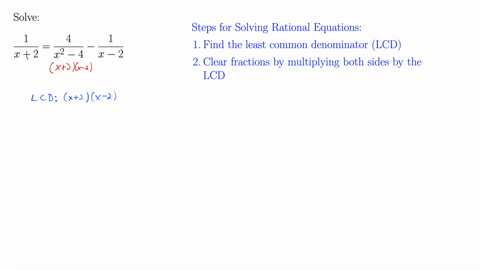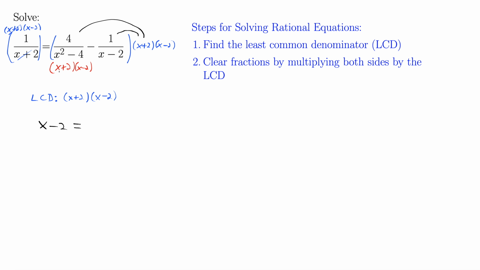Great. Now we clear fractions by multiplying both sides by that LCD. So here we go, x plus 2, x minus 2 on both sides. All right, getting a little tight over here on the left, but x plus 2, x minus 2. Here on the left, those x plus 2's cancel. That leaves us simply with 1 times x minus 2. All right, equals. Now on the right, we distribute this x plus 2, x minus 2 through to both terms.